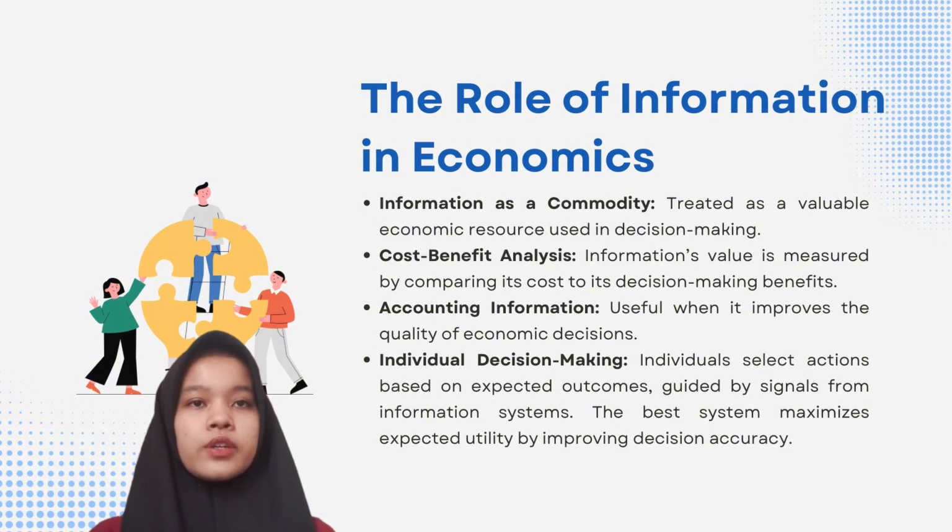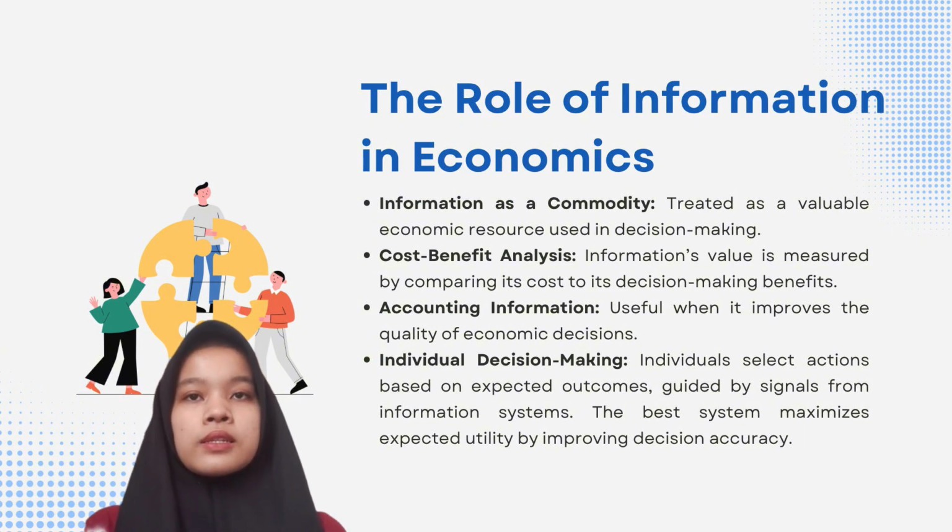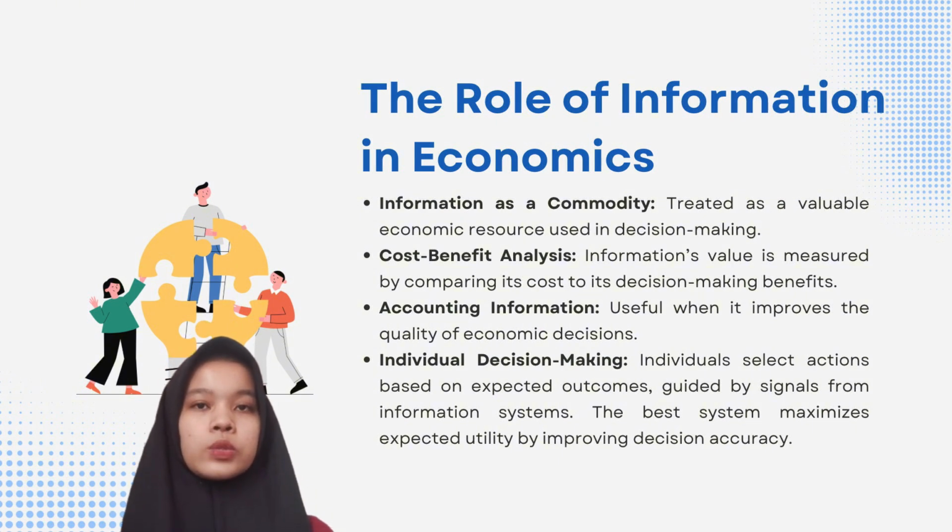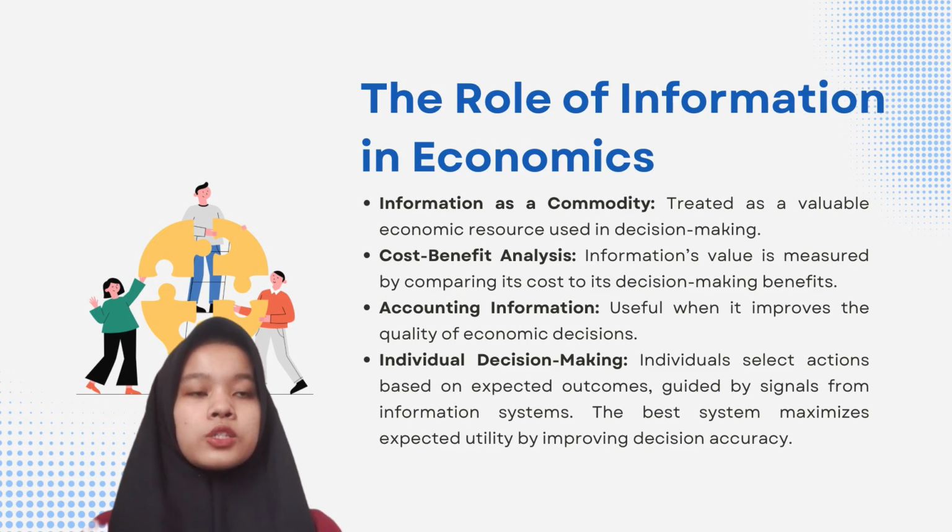The next is accounting information. Accounting data like profit, cost, or cash flow is helpful when it leads to better business decisions. It adds value when it improves the accuracy or effectiveness of those decisions. And the next is individual decision making. People use information to choose what to do based on what they expect to happen. They rely on signals like prices or reports to guide them. The most effective information system is one that helps them make the best choices, increasing their overall benefit or utility.